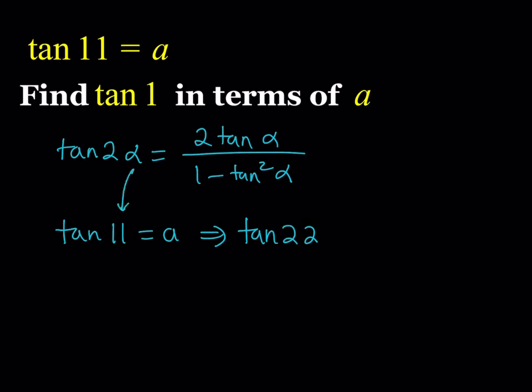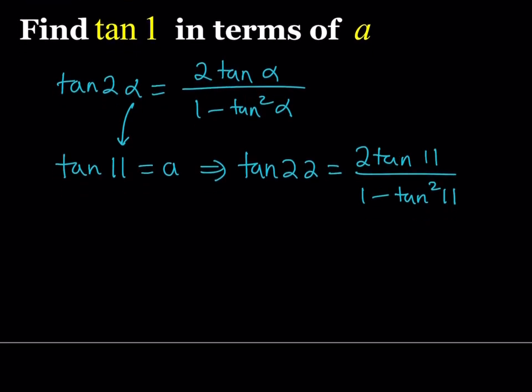If you replace alpha with 11, you're going to get 2 times tangent 11 divided by 1 minus tangent squared 11. Great, so this is the relationship between tangent 22 and tangent 11. Now, what can we do from here? Well, we can at least replace tangent 11 with a and find tangent 22 in terms of a. How is that going to help us? You'll see in a little bit. So tangent 22 is going to be 2a divided by 1 minus a squared.